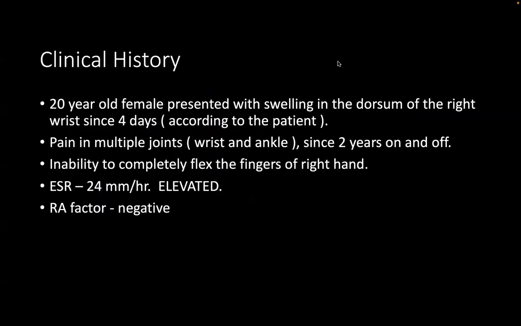As per the clinical history, a 20-year-old female presented to us with swelling in the dorsum of the right wrist since 4 days. There was pain in multiple joints on and off since 2 years, and inability to completely flex the fingers of the right hand. On seeing the old investigations done outside, ESR was 24 mm per hour and RA factor was negative.